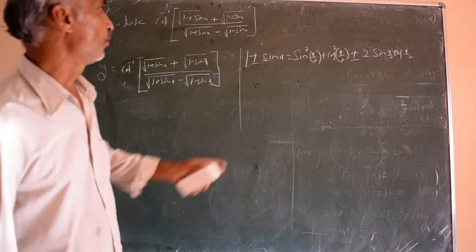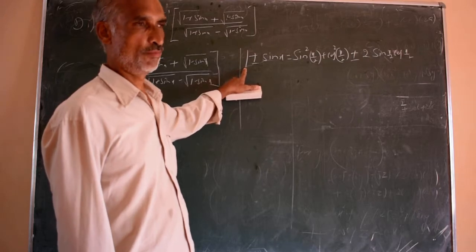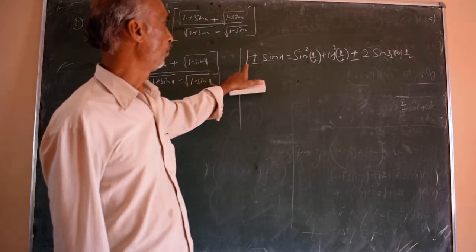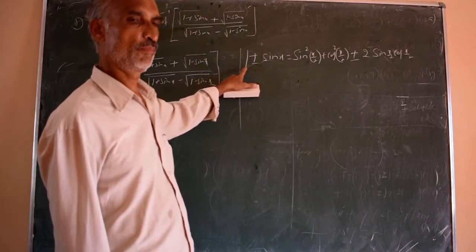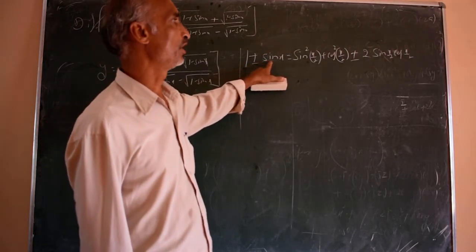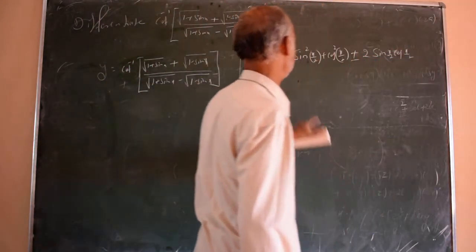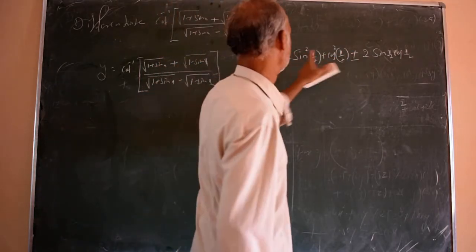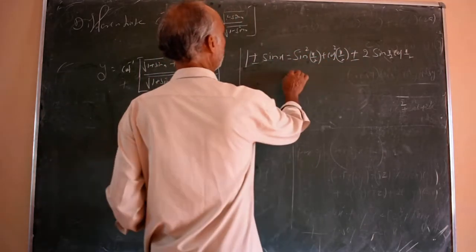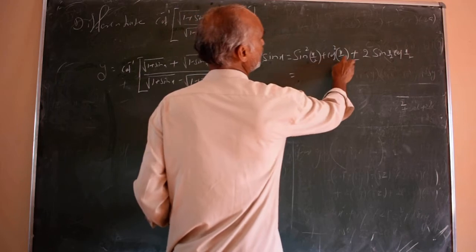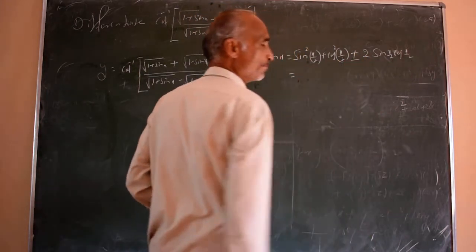So two trigonometry formulas are used here. One is sin square theta plus cos square theta equals 1, and the second is sin theta equals 2 times sin theta by 2 cos theta by 2. If it is plus, plus; if it is minus, minus. Now it is exactly in the form a square plus b square plus or minus 2ab.